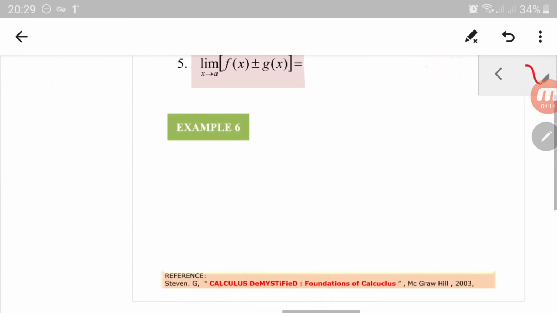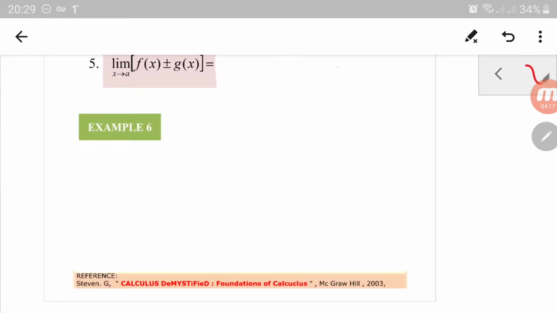Next is when we see a limit like this. It's a limit of multiple functions, where the first function is the addition or the subtraction of another function, as x approaches a. What we can do with this is separate them like this. We can find the individual limit for f and g first, then we can add or subtract them later.